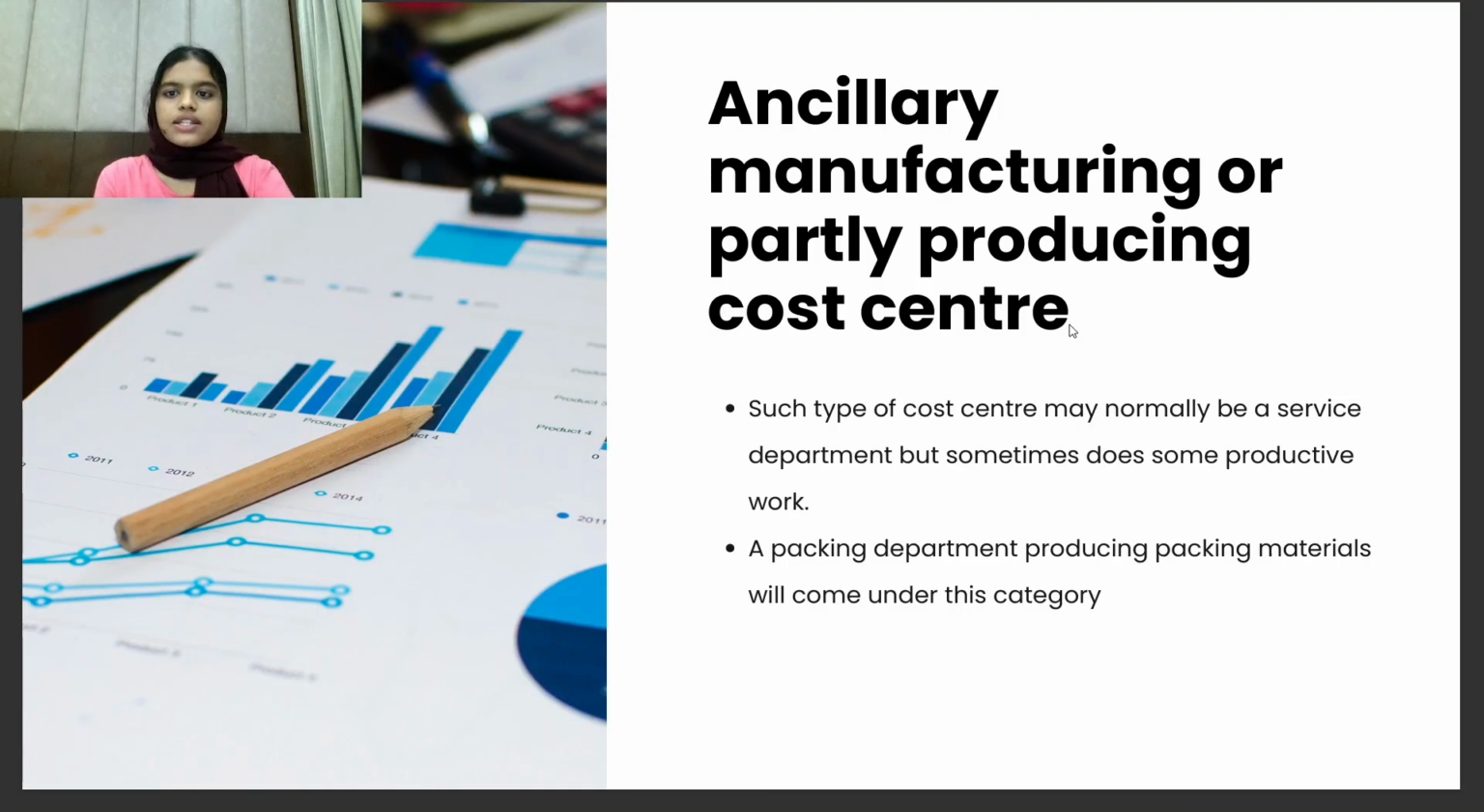The third one is ancillary manufacturing or partly producing cost center. These are departments that usually provide services but sometimes also do a bit of production. For example, a packing department also makes its own packaging materials. So it's like a mix, partly service and partly production.